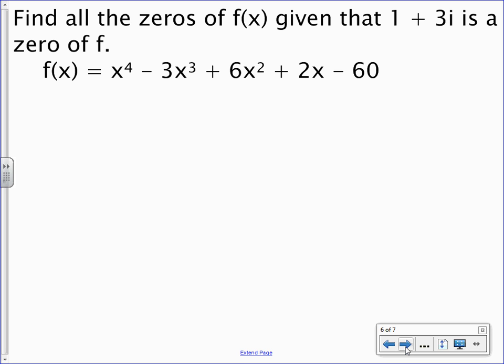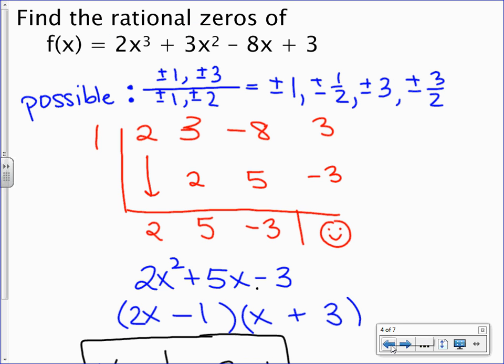So how does this help us? If 1 plus 3i is a 0, 1 minus 3i is a 0. Okay? Now, here's the thing about the rational zeros test. I'm going to come back to this slide. What kind of numbers are these?